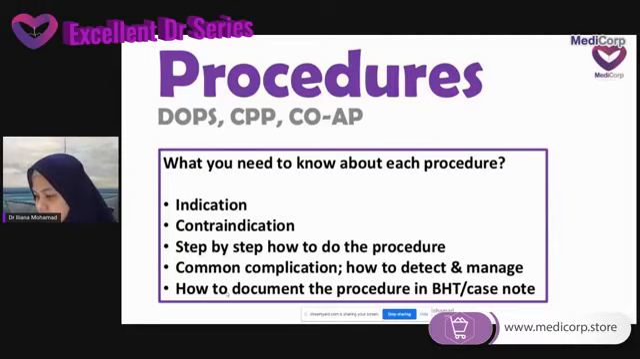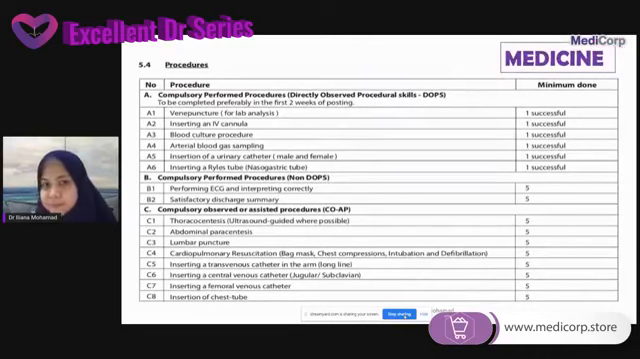And also how to document the procedure in the BHD or patient file if you are in a non-computerized hospital, or in the case note if you are doing your housemanship in a computerized hospital. Remember: indication, contraindication, step by step how to perform the procedure, and common complications. So this is the list of procedures for medicine.